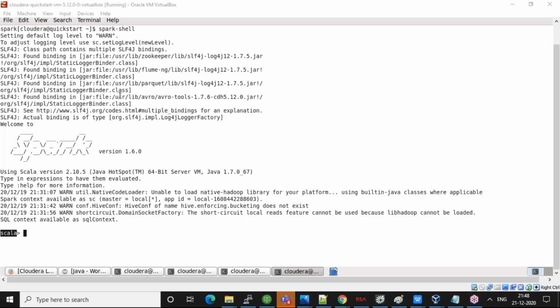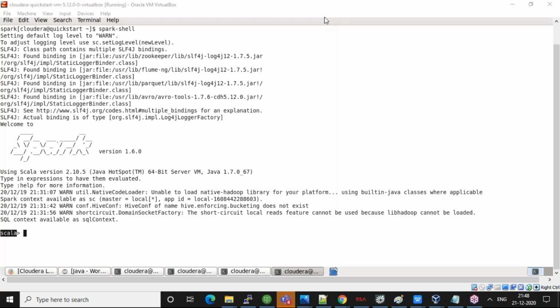You can install this, but your RAM should be a minimum of 12 GB, because if you want to configure this on your machine, 8 GB of RAM you have to allocate to this Cloudera. 8 GB of RAM is needed for this Cloudera. Okay, clear?